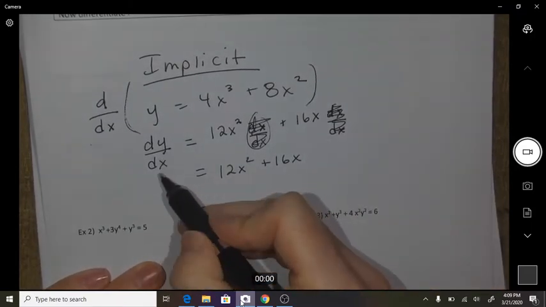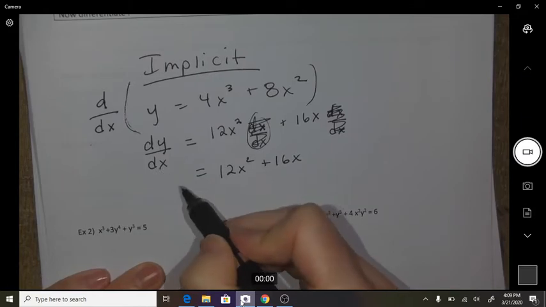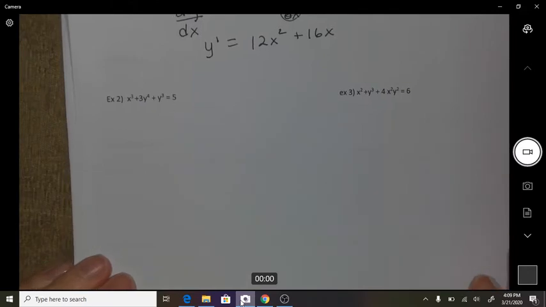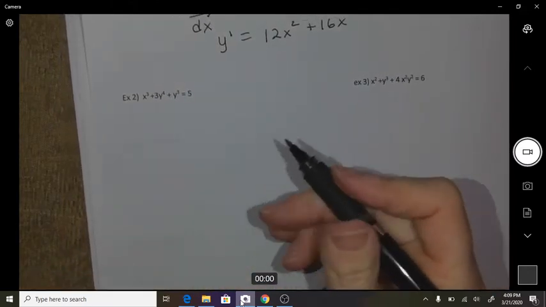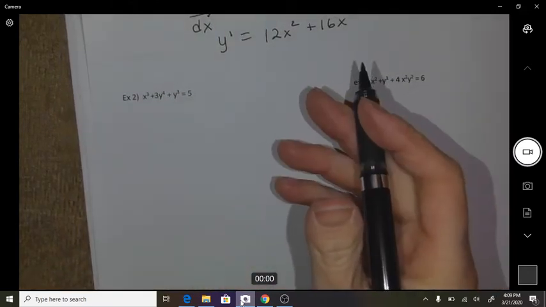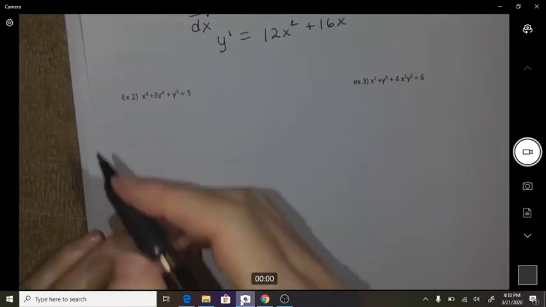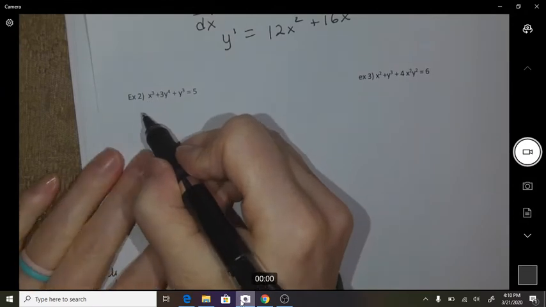And then we've just been writing the differentiation of y with respect to x as y prime. So that's what we're doing. We've been doing it the whole time, we just haven't been obviously writing it in there. I'm going to do this the long way the first time, and then I'll just do the shortcut the second time. Okay, so here we go.